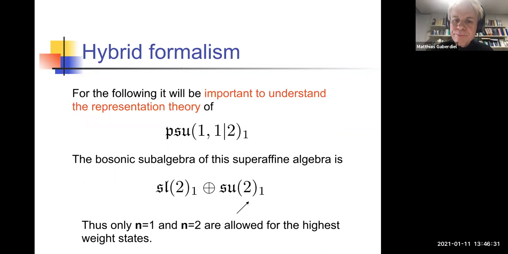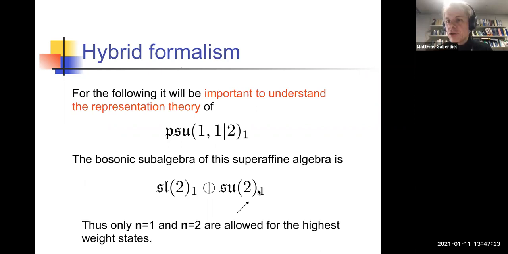So what we have to do in order to describe this string theory is look at the representations of PSU(1,1|2) at level 1. And as I alluded to before, the bosonic subalgebra is SL(2) or SU(1,1) and SU(2), and both of them are at level 1 if PSU(1,1|2) is at level 1. So if you ask what are the allowed representations of PSU(1,1|2) at level 1, they must in particular be allowed representations of SL(2) level 1 plus SU(2) level 1, because these are the bosonic subalgebras. But as many of you will know, SU(2) level 1 has only two highest weight representations, namely j equal to 0 and j equal to 1/2, because SU(2) level k has spins from 0 up to k/2.